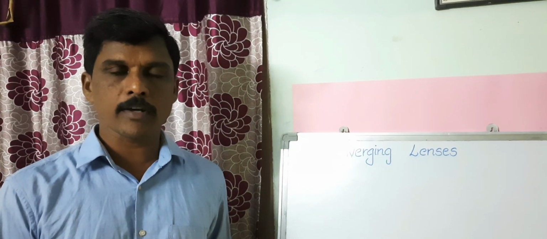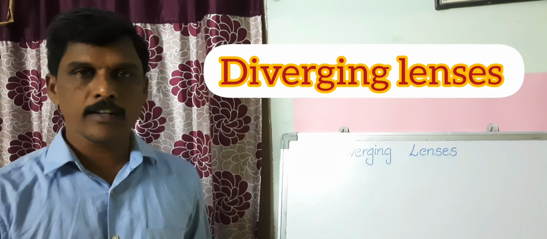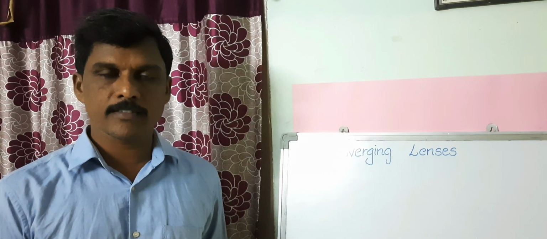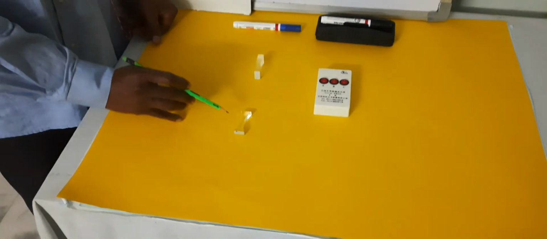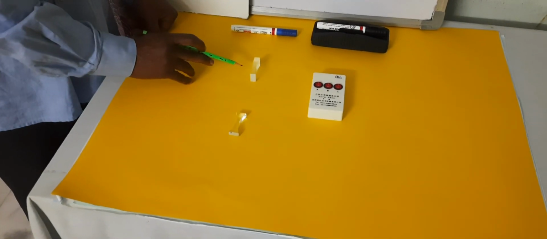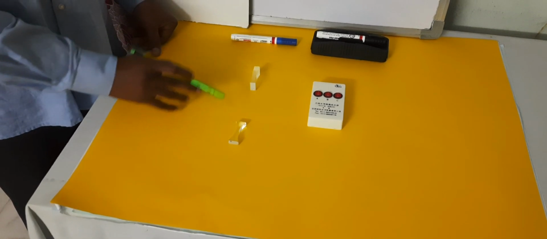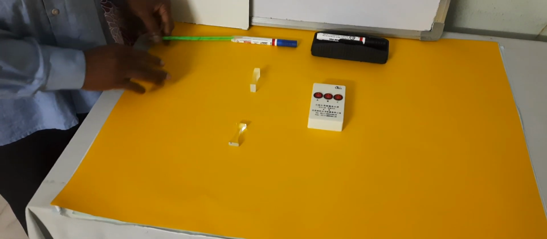Today I am going to demonstrate an activity to understand about diverging lenses. The apparatus required are one concave lens, one plano concave lens made of acrylic material, and one ray box.